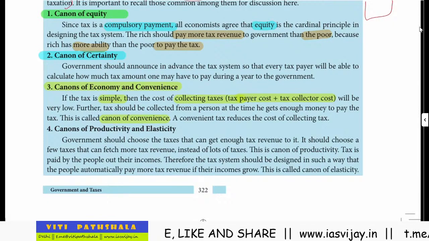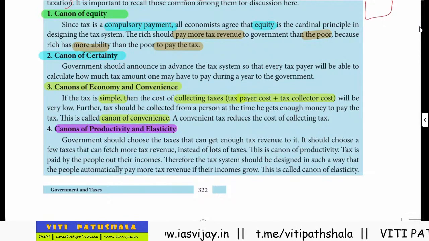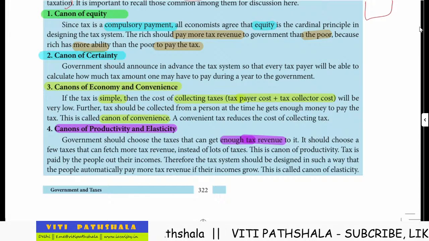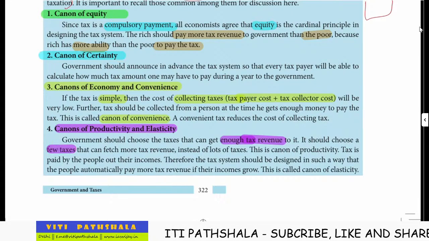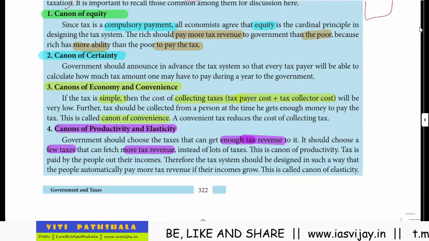Then comes the canon of productivity and elasticity. Government should choose the tax that can get enough tax revenue. It should choose a few taxes that can fetch more tax revenue instead of a lot of taxes.